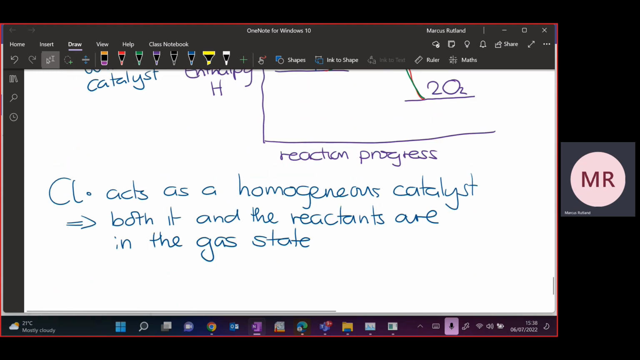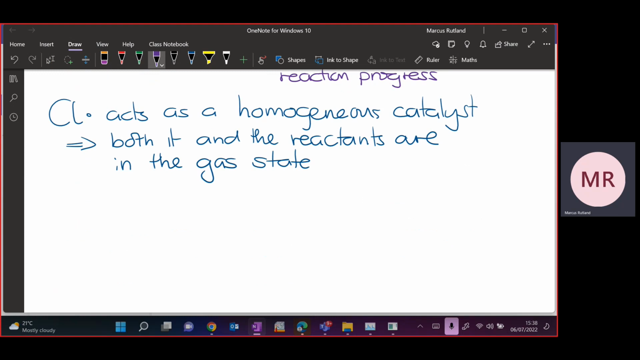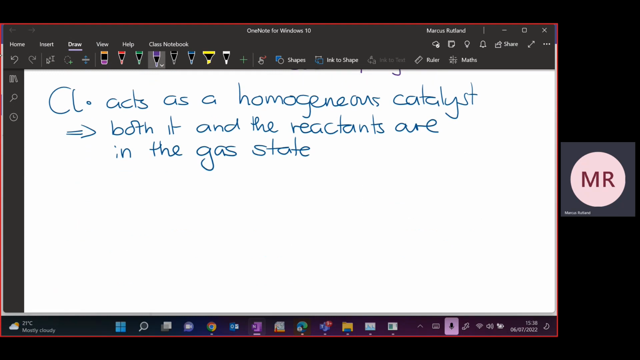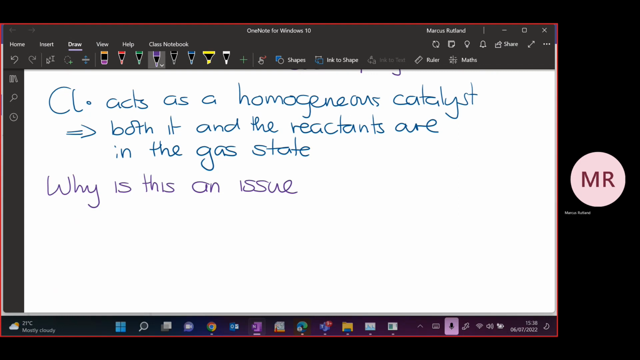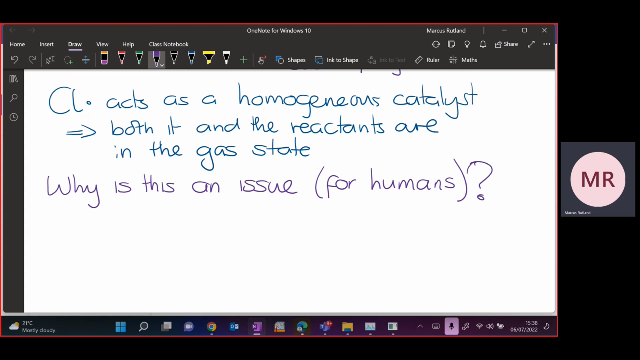Okay, there are just a few other bits and pieces to say here. One is that you should be able to put into words why this is a problem. Why is this an issue for humans? So just pause. Think what we said before about what the benefit of ozone is. So how could you string all this together? Why is CFCs going into the stratosphere a problem for humans? See if you can bash out a few bullet points. Pause the video. Start again when you are done.